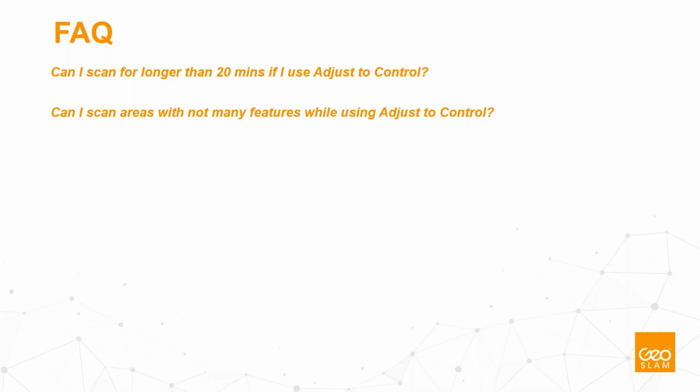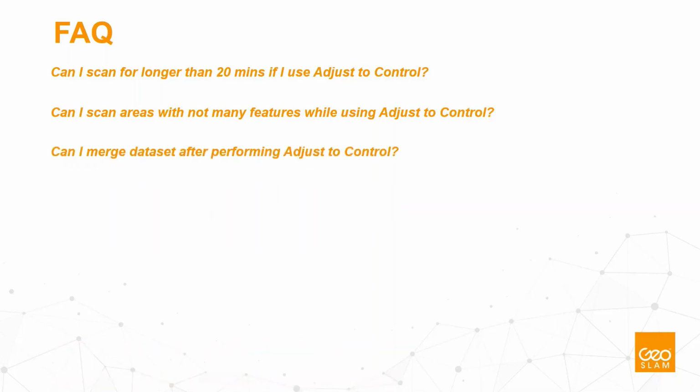Can I scan areas with not many features and basically poor feature environments? Again, I hope you now have an idea of what Adjust to Control does. It is not correcting any large drifts or slips, especially not anything that happens in the local stage. So if SLAM has lost its orientation during the local stage, it will not influence that at all. You really do need to still follow the best practices for SLAM.